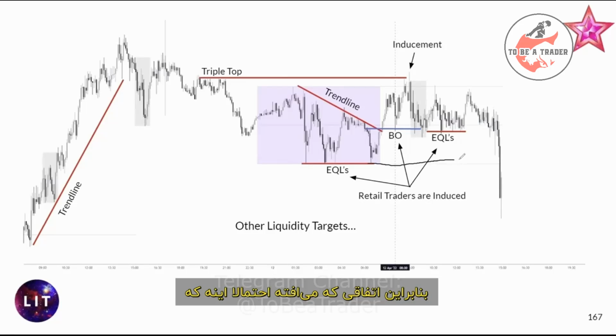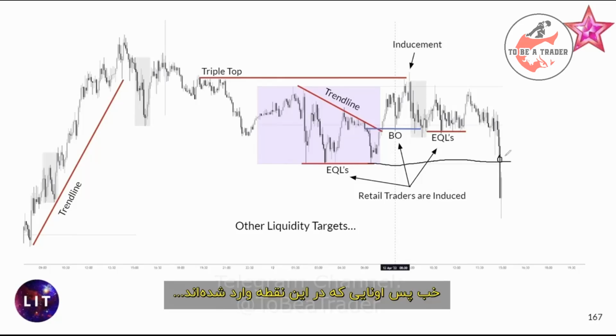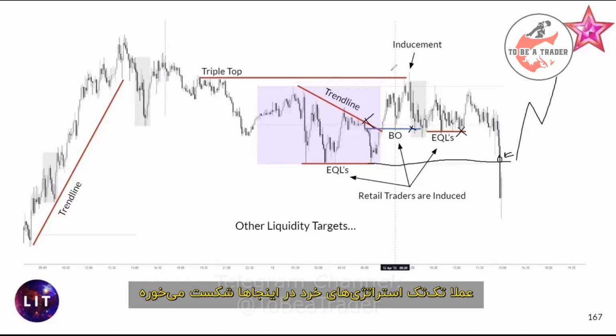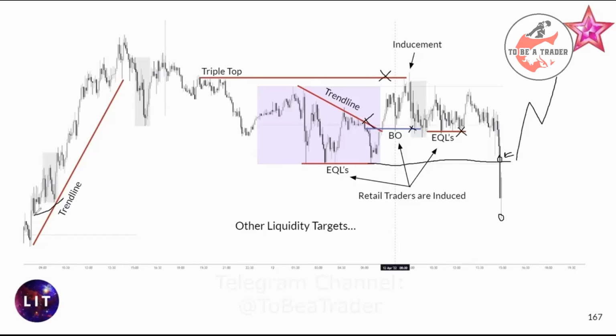So likely what would happen is people extend this line and expect price maybe to tap again, and then of course continue. So people would have got in at this point there, expecting price to continue higher. Your equal lows here are taken out, or support should I say. Breakout traders taken out. Literally every single retail strategy here is taken out. And then of course, perfect inducement low, taking out all of these levels of liquidity right there.